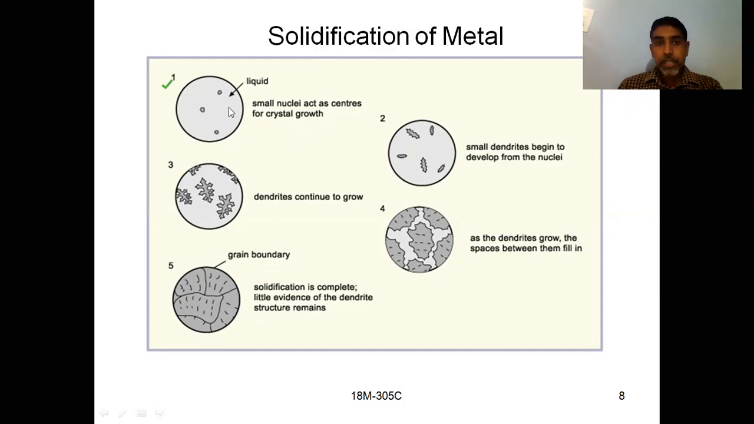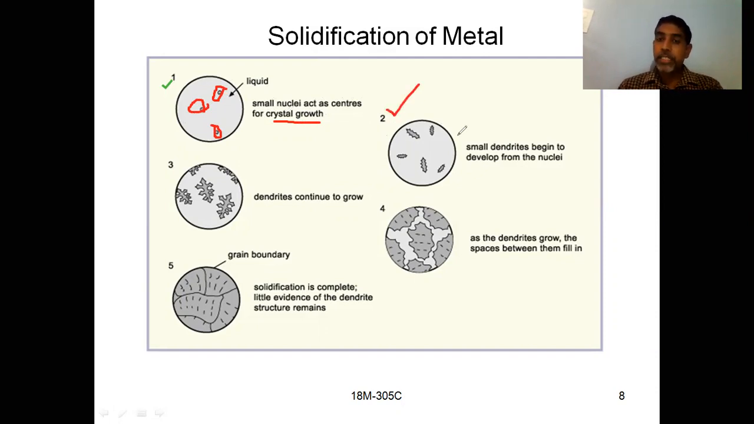If you observe here in step number 1, you have liquid, and the nucleus is formed here and here. So initially when you go for cooling, 3 nuclei are formed, and these small nuclei act as centers for the crystal growth. That means these nuclei will become the centers for the grain growth.